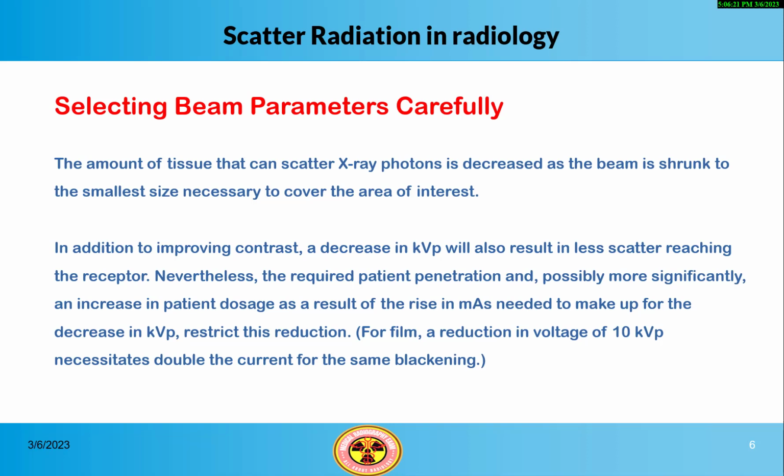The amount of tissue that can scatter X-ray photons is decreased as the beam is shrunk to the smallest size necessary to cover the area of interest. In addition to improving contrast, a decrease in kVp will also result in less scatter reaching the receptor. Nevertheless, the required patient penetration and, possibly more significantly, an increase in patient dosage as a result of the rise in mAs needed to make up for the decrease in kVp, restrict this reduction. For film, a reduction in voltage of 10 kVp necessitates double the current for the same blackening.